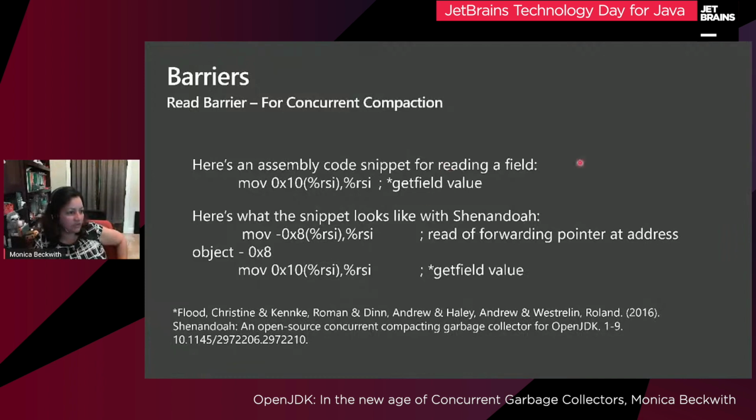Now, this is the concept for concurrent compaction. Remember, concurrent compaction is happening along with the mutators, so you need a read barrier there. To read more about that, there's a paper listed right here. It talks about how the read barrier works, and I showed you an example of how that works.